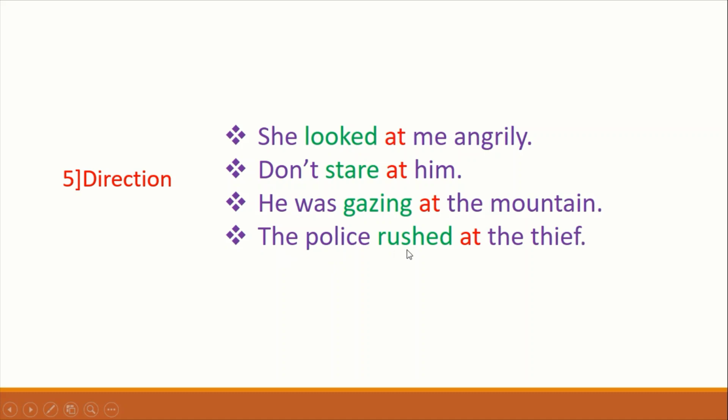The police rushed at the thief. At is a preposition. The police rushed at the thief means the police rushed towards the thief. The word rushed indicates direction.